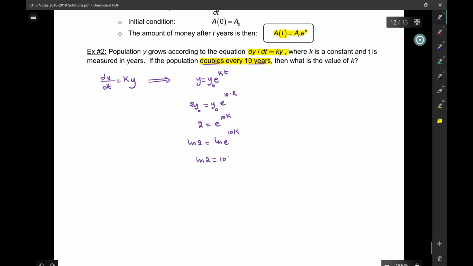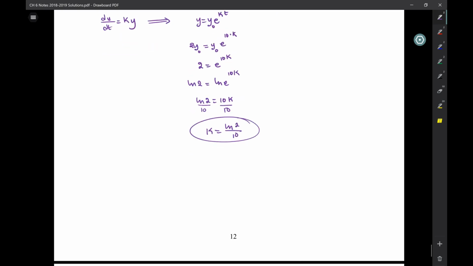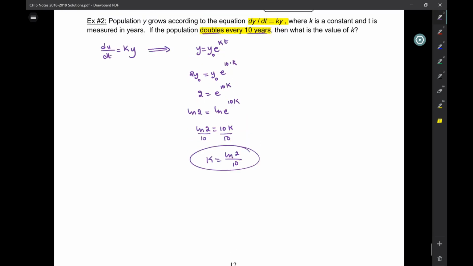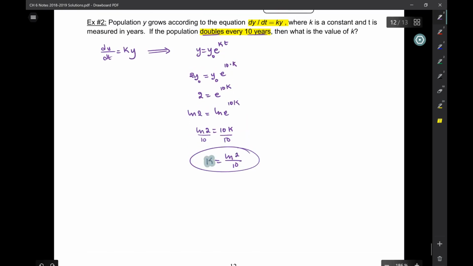ln of 2 equals 10k. Divide by 10, divide by 10. K is ln of 2 over 10. And in calculus, that's a perfectly good enough answer. We do not need... But yeah, it doesn't need to look like, you know, 0.0693, whatever.